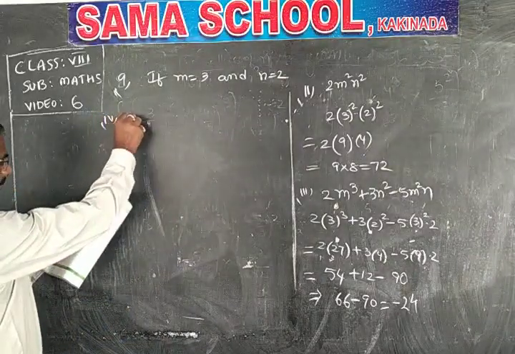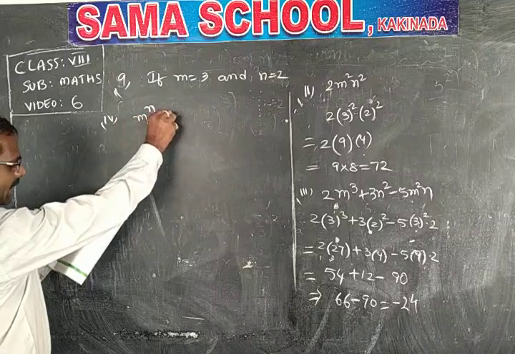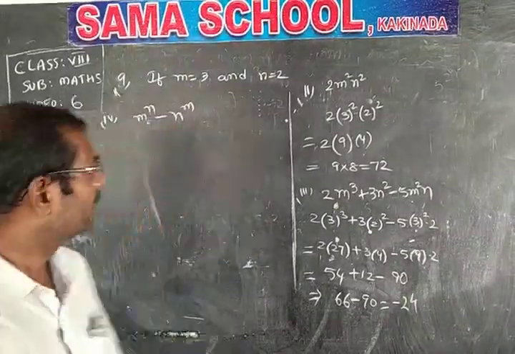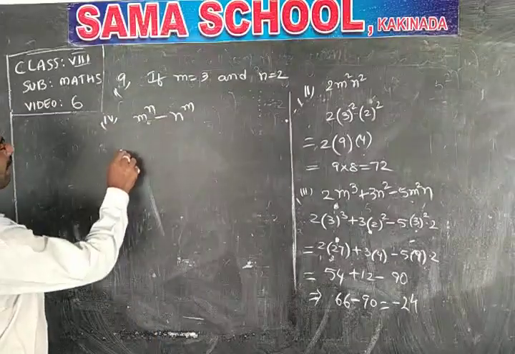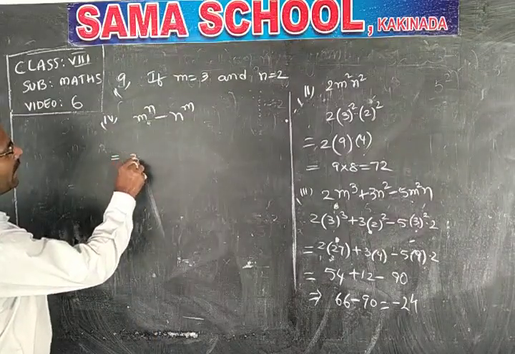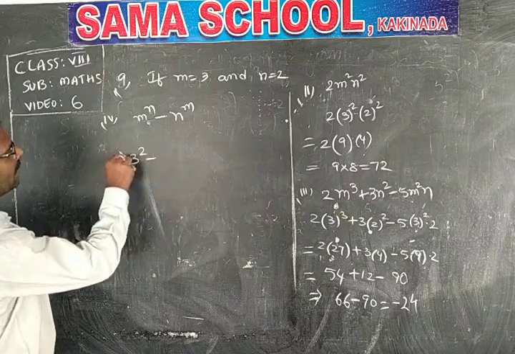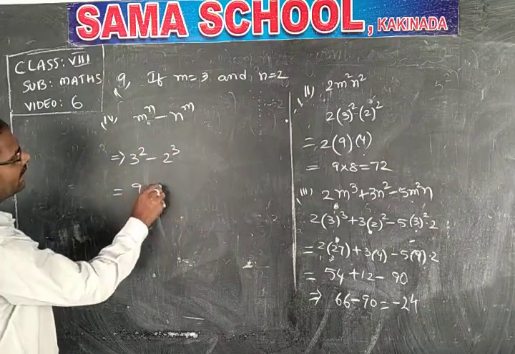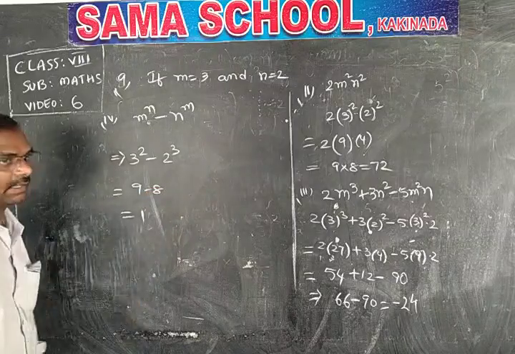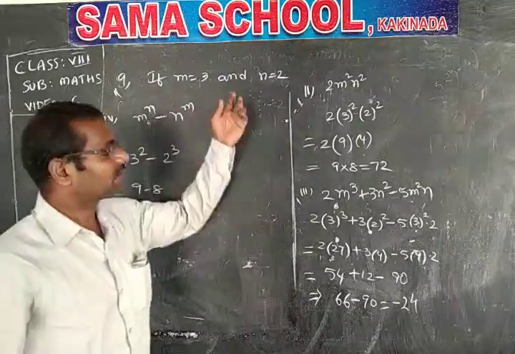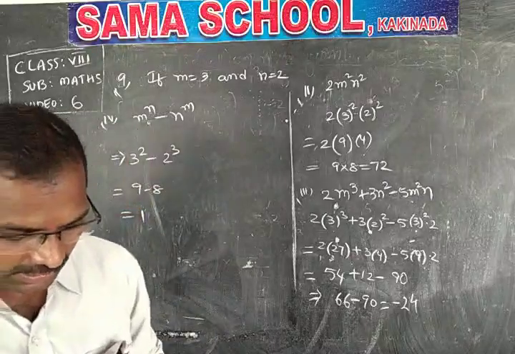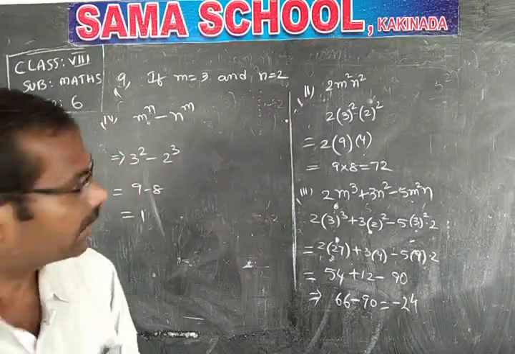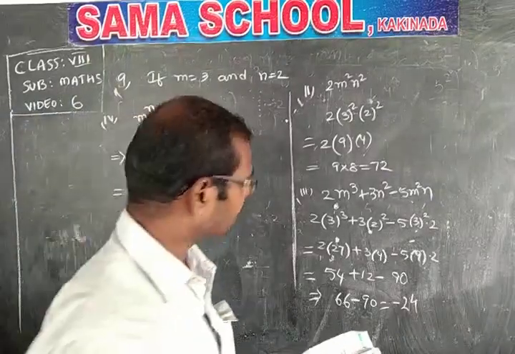Fourth in this: m power n minus n power m. What does it mean? What is m here? m is 3. n means 2, minus. Again n means 2, m means 3. That means 9 minus 8. How much? 1 only. This type of model also you will get in the exam. Next, the last sum in this exercise is there.